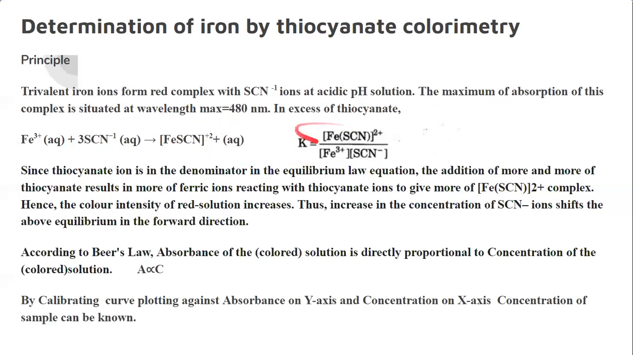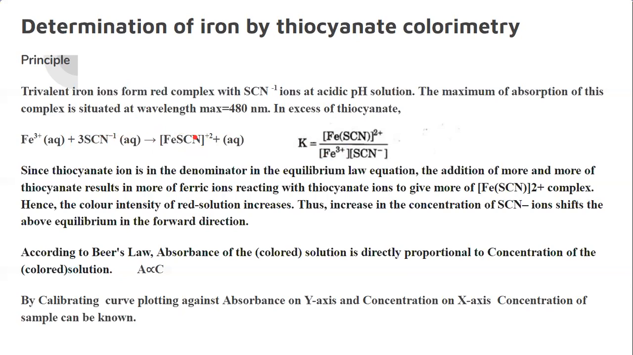Next, write the equilibrium constant. What is the equilibrium constant? It is the ratio of the concentration of products to the concentration of reactants. As the concentration of thiocyanate increases, the reaction is pushed in the forward direction, so the concentration of the complex increases. As the concentration of this complex increases, the intensity of color also increases.